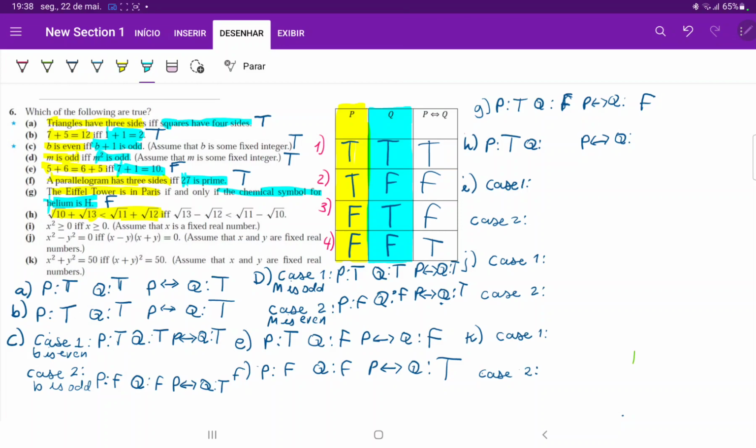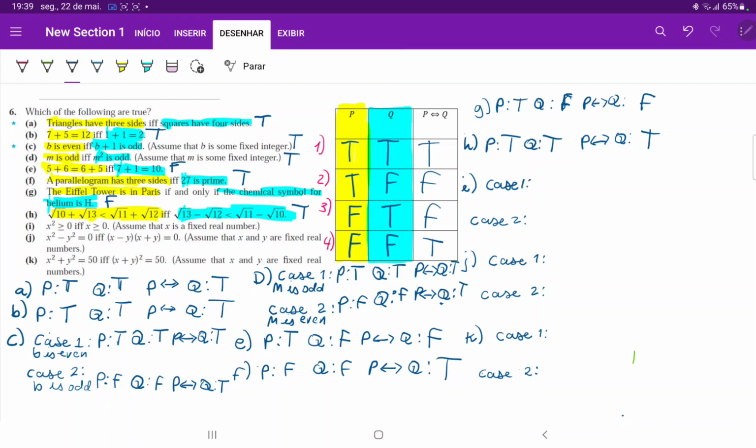And what about Q? Root 13 minus root 12 is less than root 11 minus root 10. So when I plug this into my calculator, I'm going to get 0.141 for root 13 minus root 12, is less than 0.154, which is clearly true, right? So I have true, true, and therefore my biconditional is true by line number 1. So I'm going to put true here.